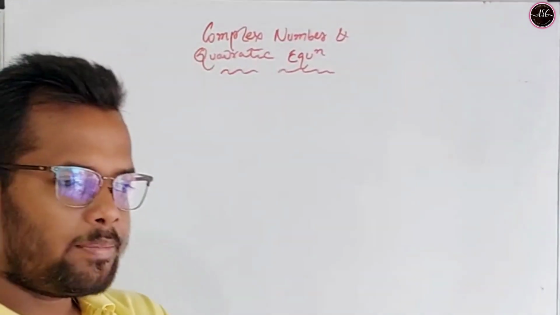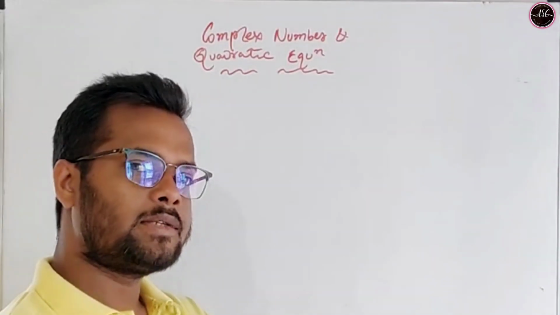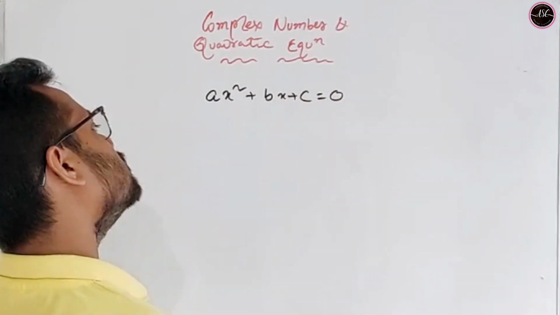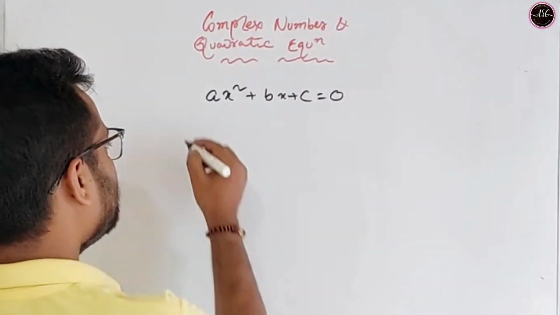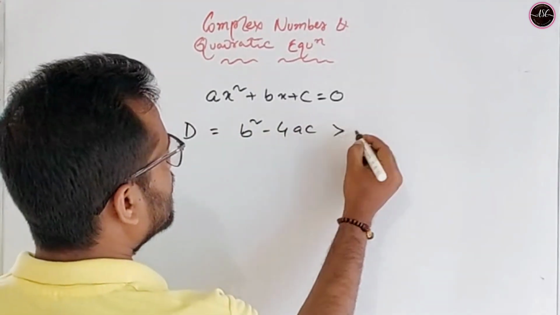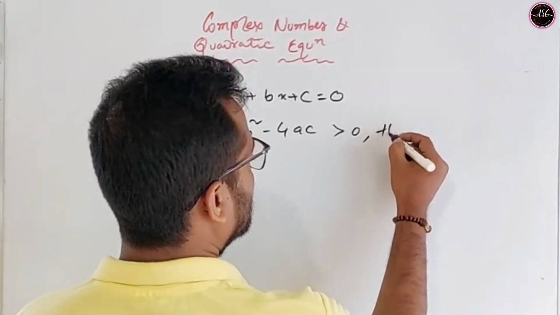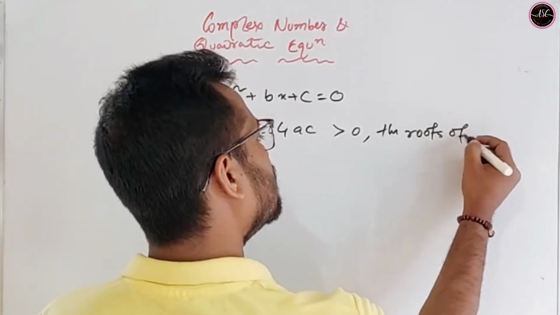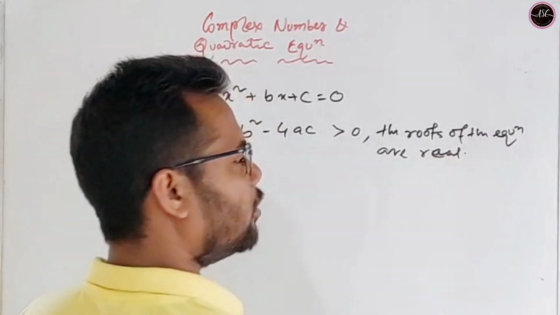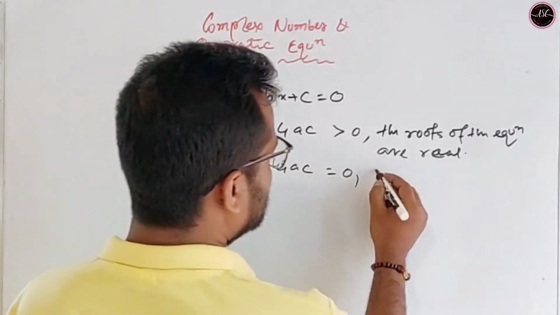So first, we have to learn up to the quadratic equation, like ax square plus bx plus c equal to 0. Here the discriminant D is equal to b square minus 4ac. If it is greater than 0, then the roots of the equation are real. If the discriminant b square minus 4ac equal to 0, then the roots are equal and real.